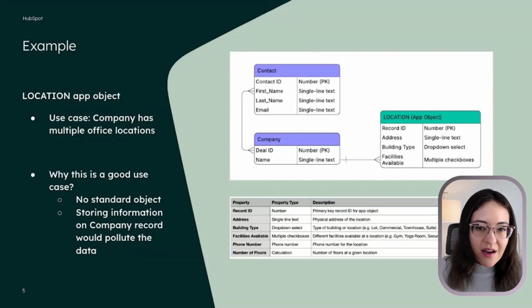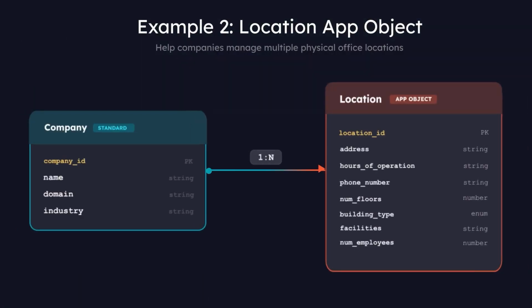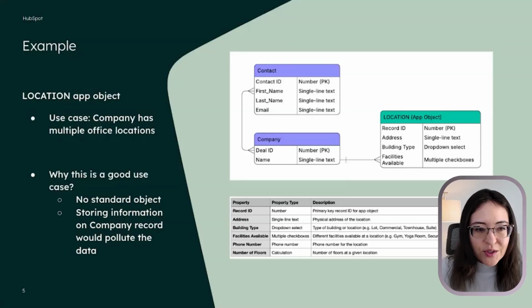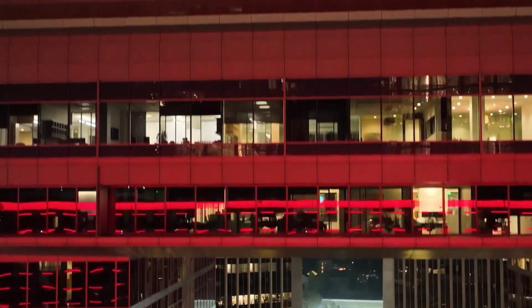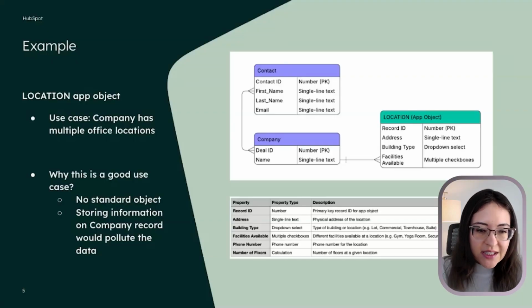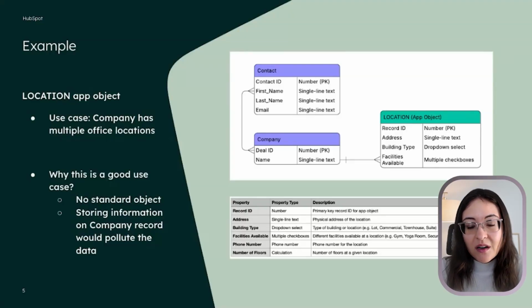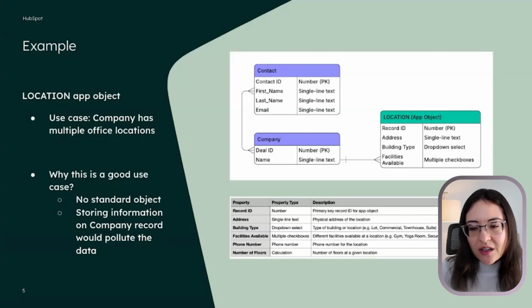So in this example, we have location app object. So let's say you are building an app where you want to help companies manage multiple physical locations. Take HubSpot as example. HubSpot has a headquarters in Cambridge, Massachusetts, but also has an office in Ireland, in Singapore, in Colombia, and many other countries. Each of those locations has their own properties, like address, hours of operation, phone number, number of floors, the building type, facilities that are available to the employees. Again, this information can't necessarily be stored on an object if there are just so many properties and so many locations for one company. So then we want to separate that information out.